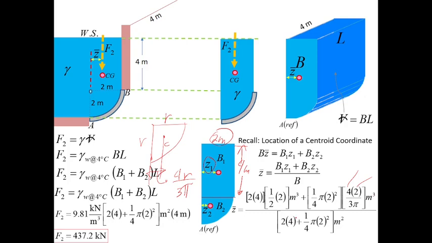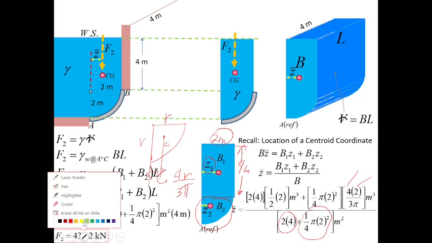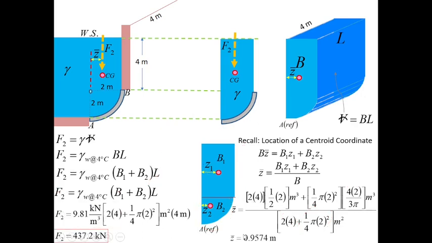No? Then, the area of the base. So, 2 times 4 para sa rectangle, plus 1/4 pi r squared, 1/4 pi 2 squared para sa quarter circle. Then, ang unit ay square meter. No? So, what will be our answer now? So, our answer is 0.9574 meter. Alright? So, I hope you get it.